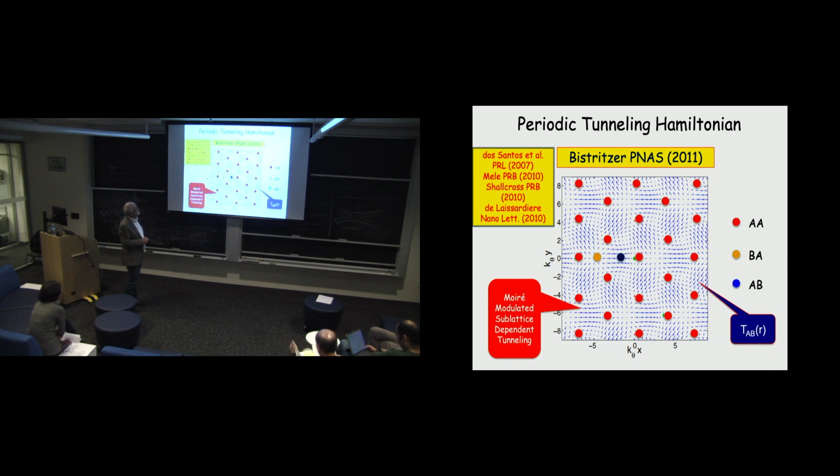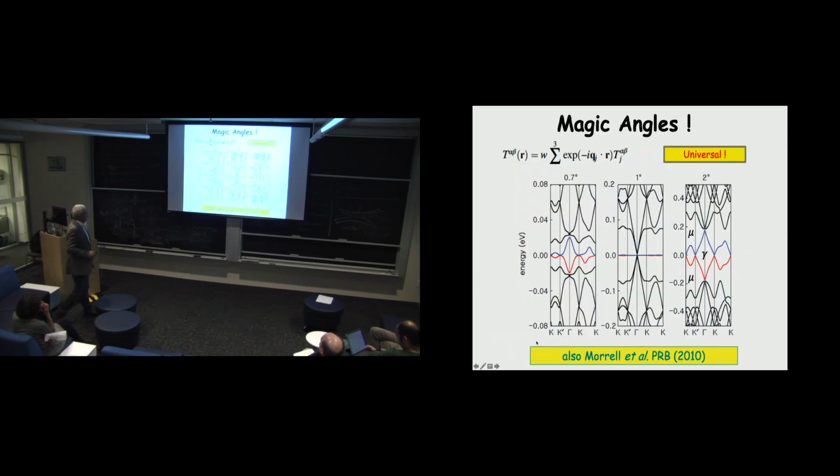When the A atom sits on a B atom or another A atom, there's no tunneling from one layer to another. So the spatial one-parameter expression for the sublattice-dependent tunneling amplitude reflects the local symmetries in the Moiré pattern. And you can get a very simple model in this way, a model that is periodic, even though the true microscopic model is not periodic.